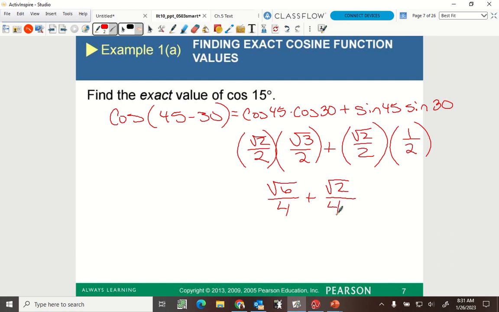And do these have common denominators? Yes, they do. So since they have common denominators, what do I need to do? I need to combine them, right? So I'm going to combine this. My answer comes out to be rad 6 plus rad 2 over 4.